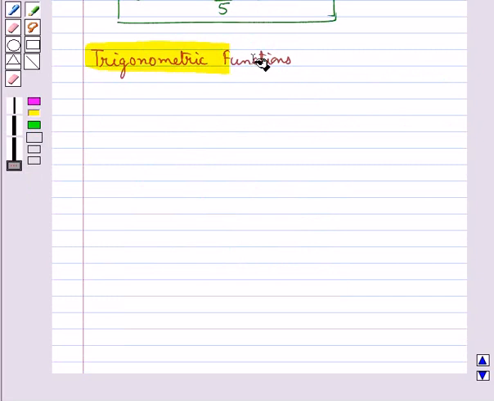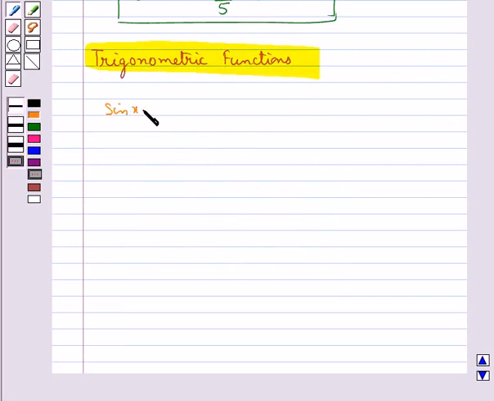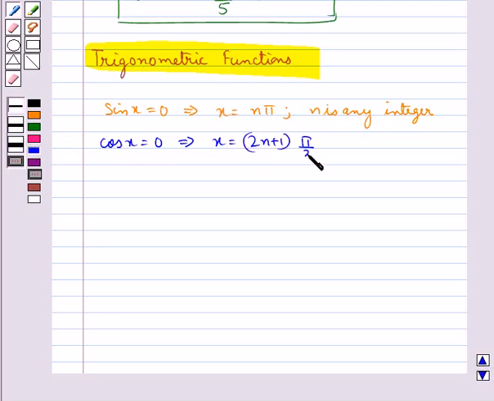Next, we discuss trigonometric functions. We have sin x equal to 0 implies that x is equal to n pi, where n is any integer. Then we have cos x equal to 0 implies that x is equal to (2n plus 1) multiplied by pi by 2, where again n is any integer.